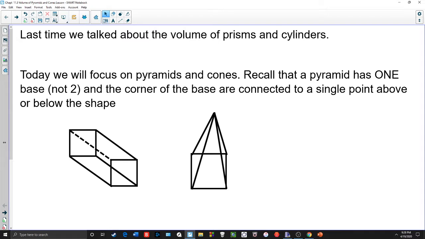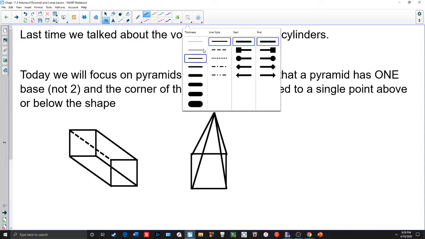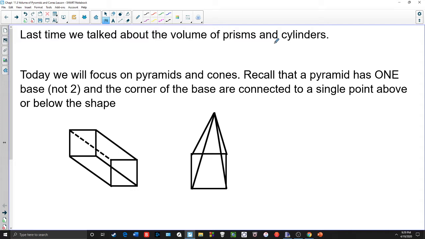And just to make sure we note the difference, a pyramid has one base, a prism has two, and the corners of a pyramid base are connected to a single point, whereas the corners in a prism are connected to the other base. So this right here is a prism, and this right here would be a pyramid. They'd both be square, so this would be a square prism, this would be a square pyramid.